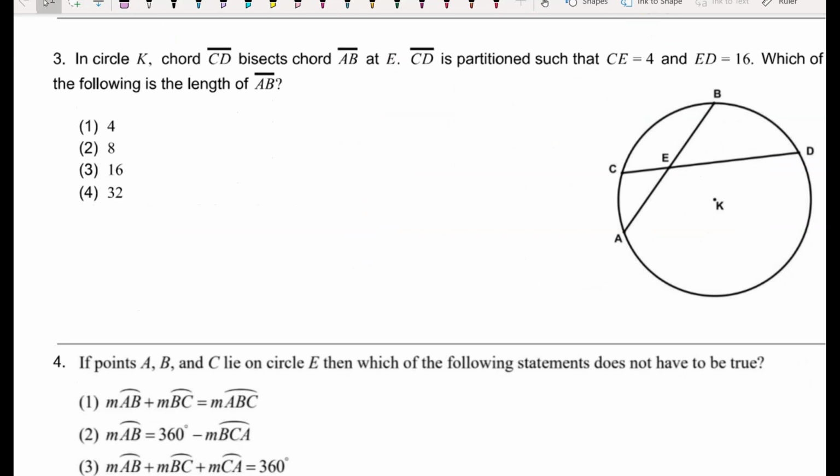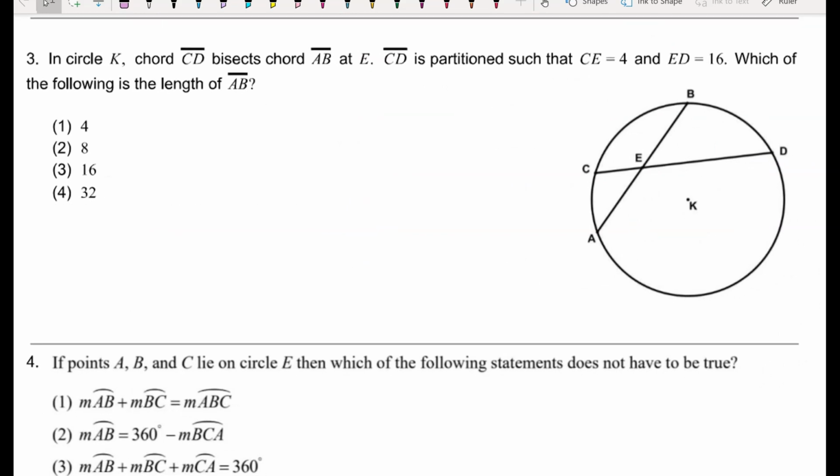Number 3, in circle K, chord CD bisects AB at E. So that means that AE and EB must be congruent to one another. If CE equals 4, ED equals 16, which of the following is the length of AB? The first thing I could do is I could label both my parts AE and EB as X, because I know that chord is being bisected, and I know that this is two chords intersecting in a circle.